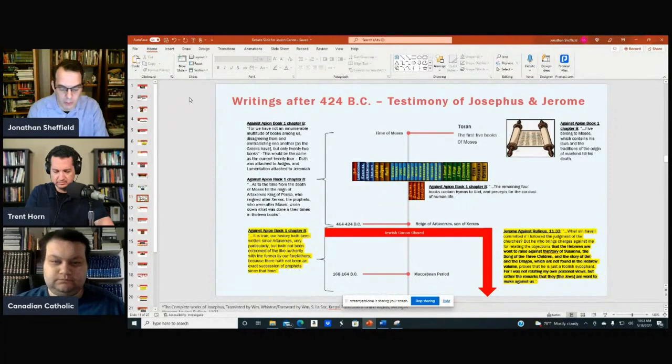This was reiterated by the Jews according to Jerome in his time, whereby they objected to the writings of the Hellenistic period, to include the story of Susanna, the song of the three children, and the story of Bel and the dragon, considering they are not found in the Hebrew volume.